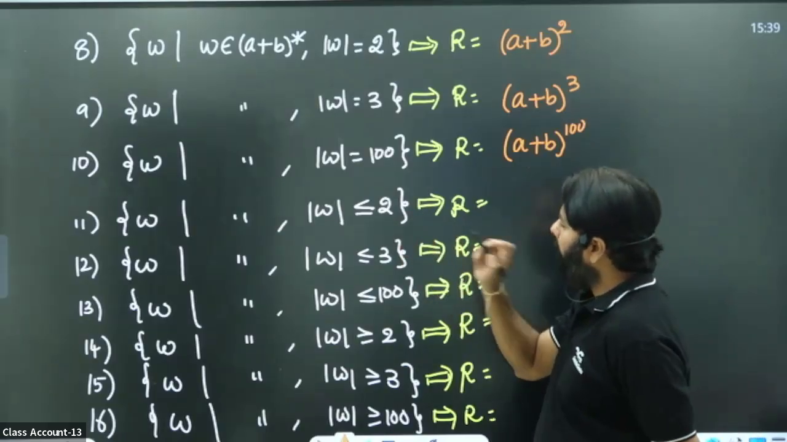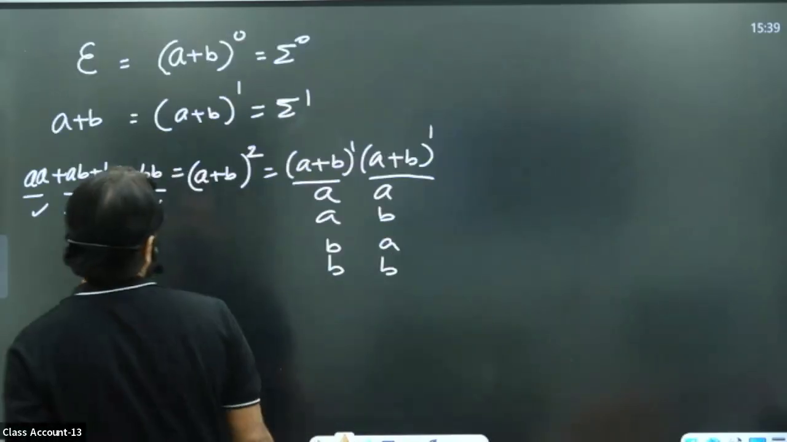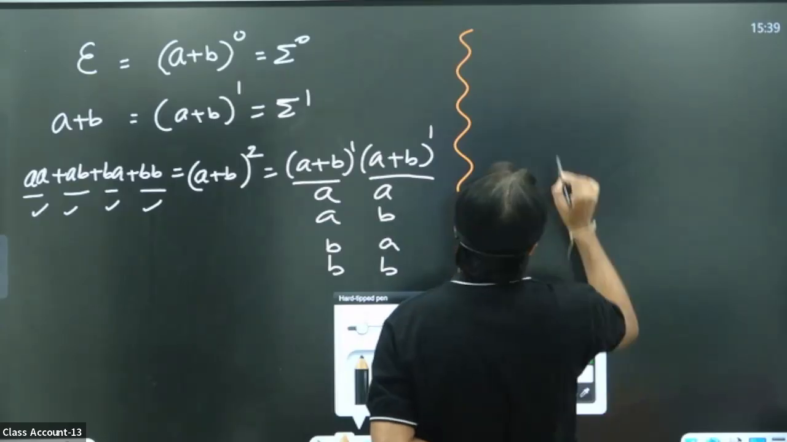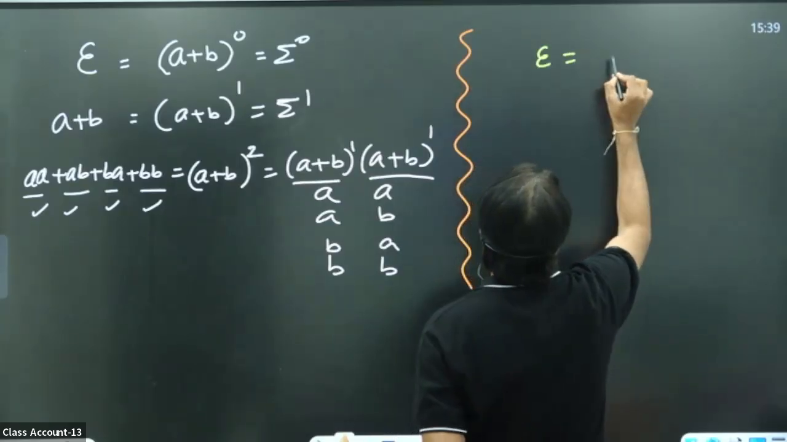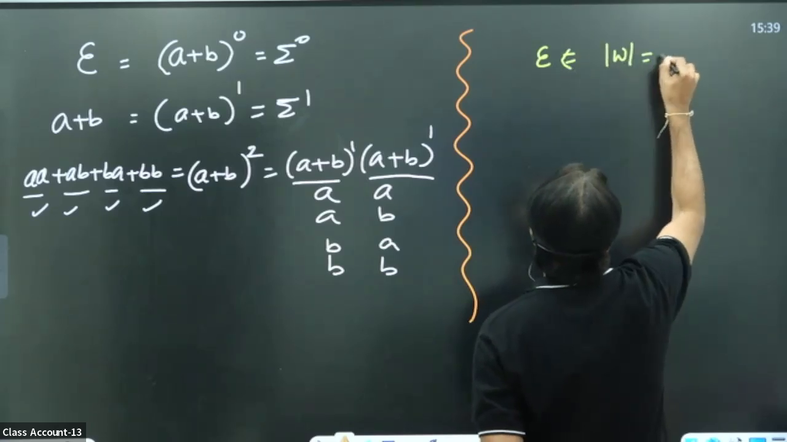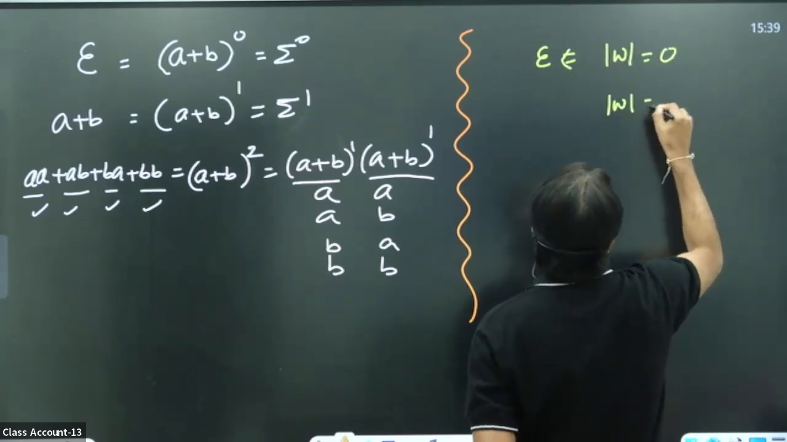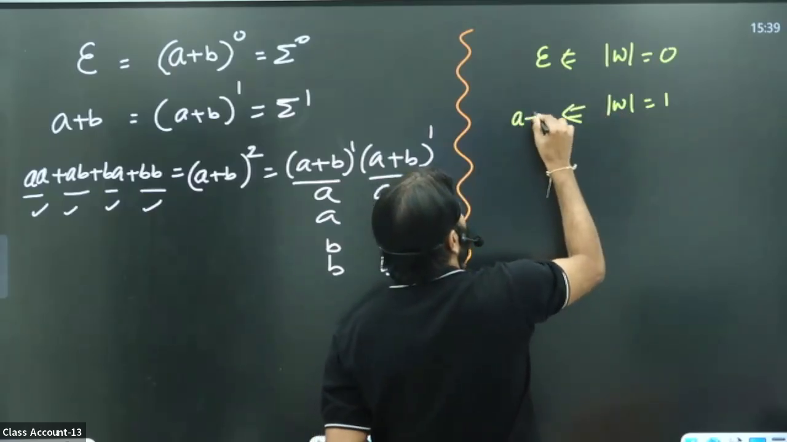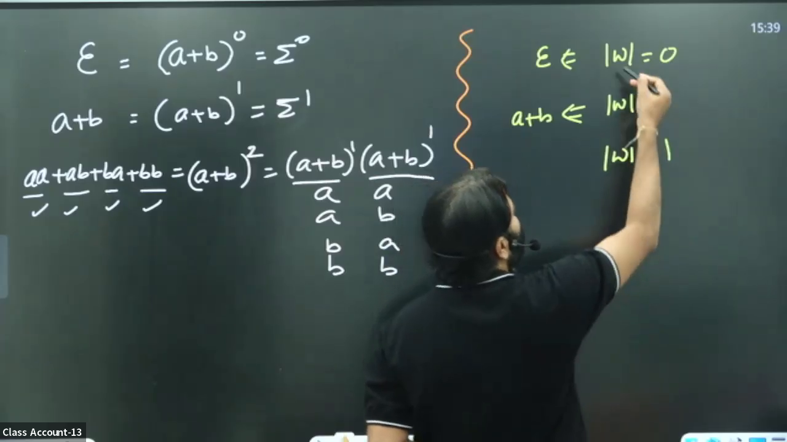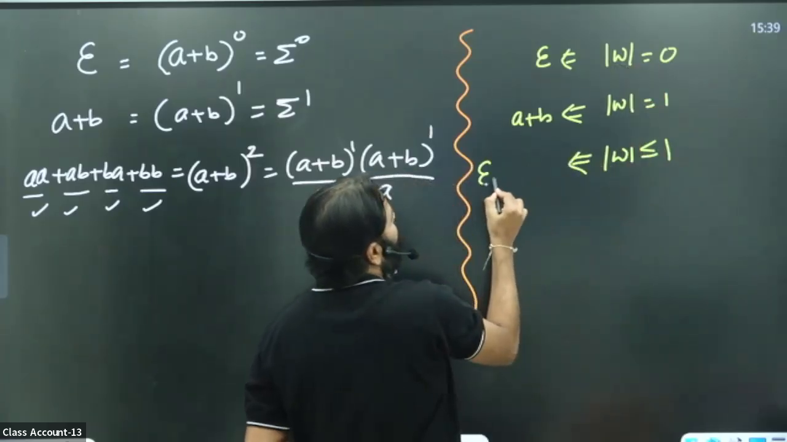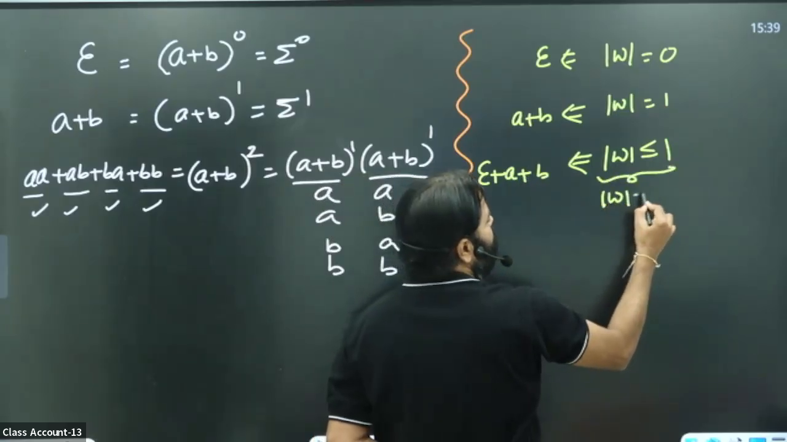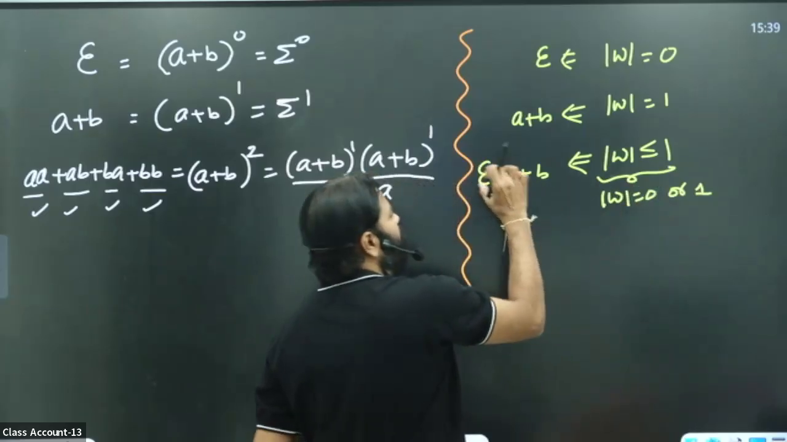What about this? I should explain even this one. See, 0 length. What is the 0 length? Length of the string equal to 0, correct? If the length of the string is equal to 1, what do you do? A plus B. Suppose you want length of the string less than or equal to 1. Means either this one or this one. How do you write? Epsilon or a+b, because it has two options. Either 0 or 1. So this is 0 length, these are 1 lengths.